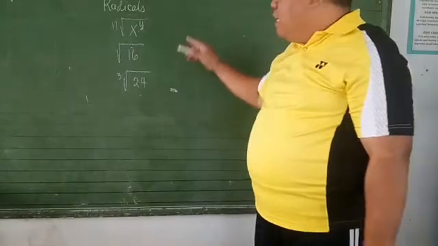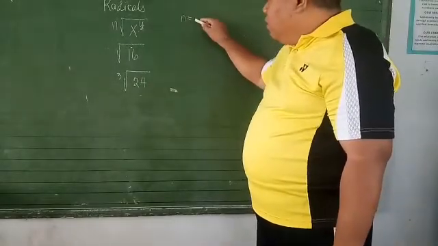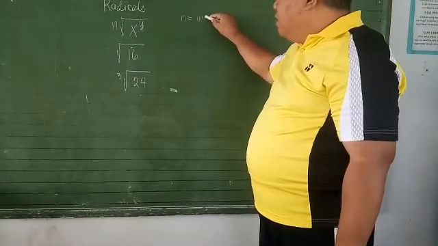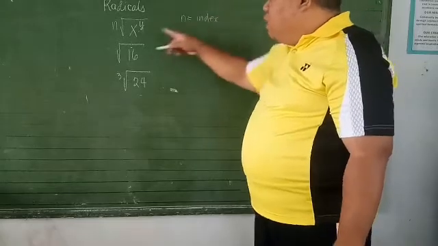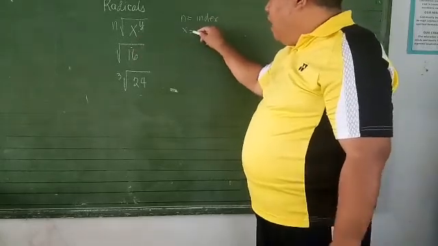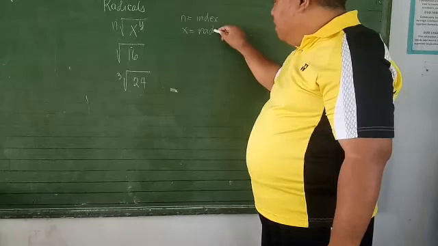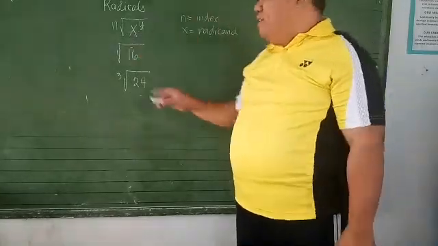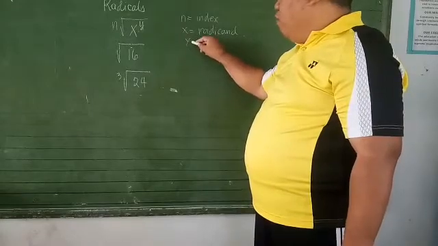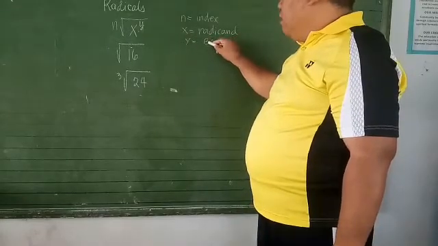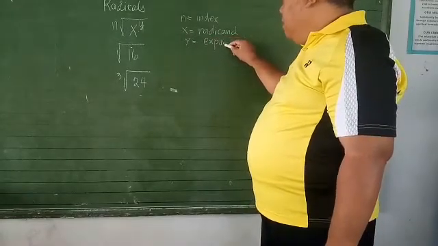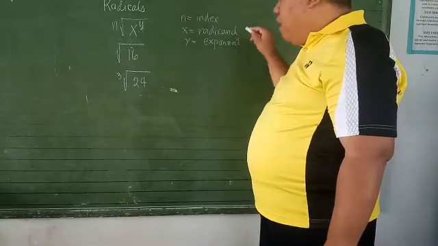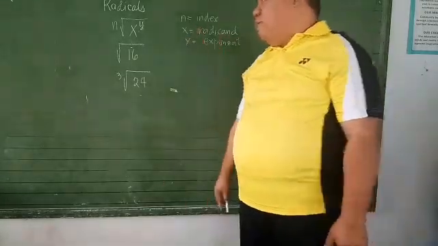So what are the parts? Yung n dyan is what we call the index. Then yung x is what we call the radical. Ito yung number na nasa loob ng radical sign. And y there is what we call the exponent. So these are the basic parts of the radical expression.